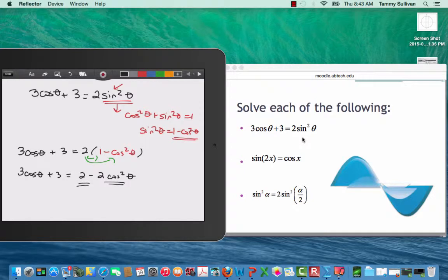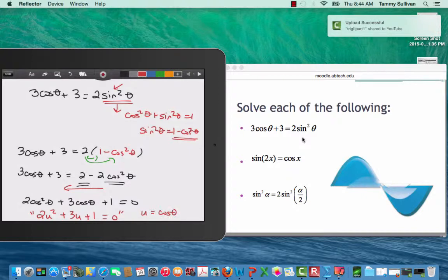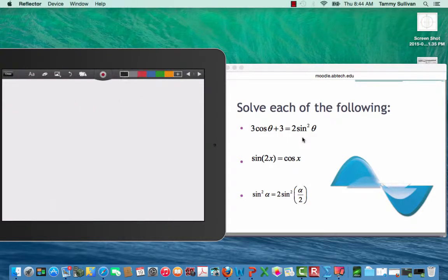I'm going to bring both of these over to the other side of this equation. So I have 2 cosine squared theta plus 3 cosine theta plus 1 equal to 0. Again, this looks like a quadratic if you think of u substitution. So I'm going to take this equation and try to factor it. If you want to use u sub, you can, with u equals cosine theta. So I've got 2 cosine squared theta plus 3 cosine theta plus 1 equal to 0.